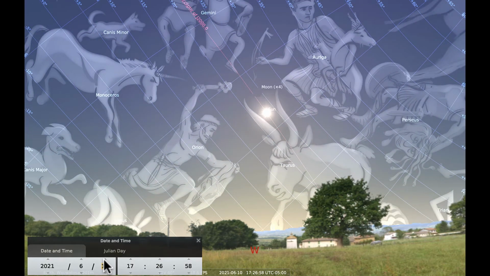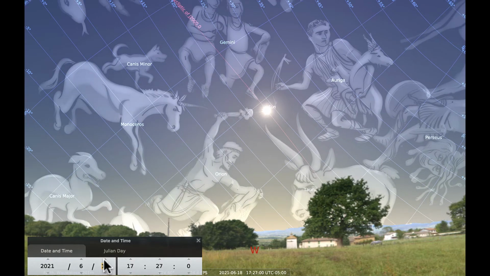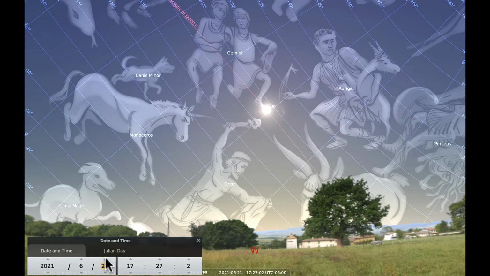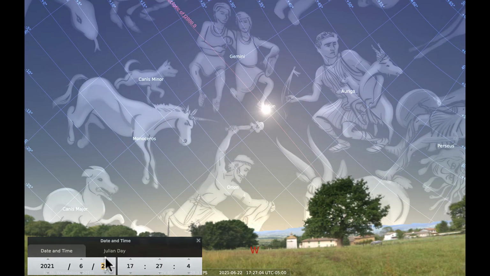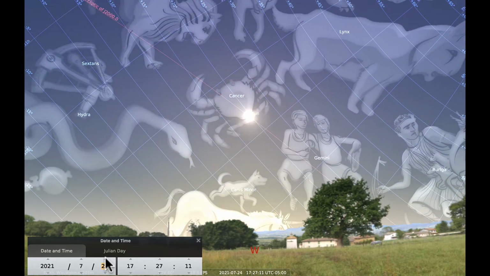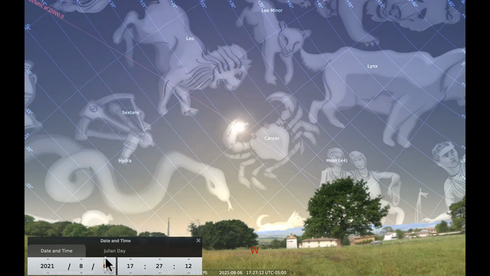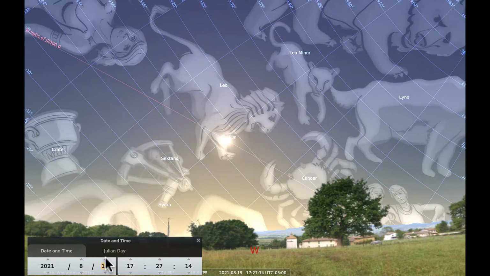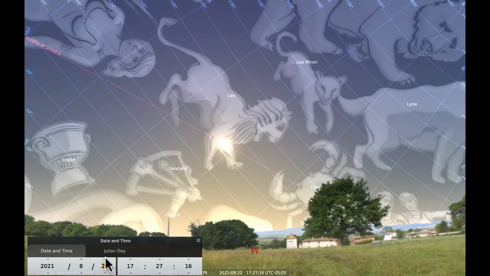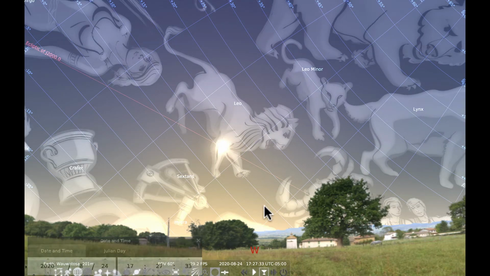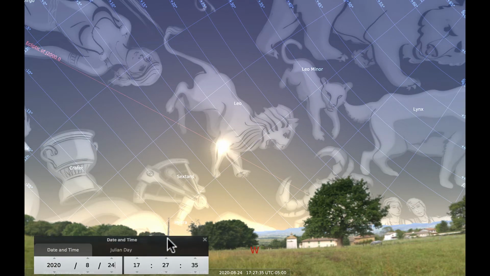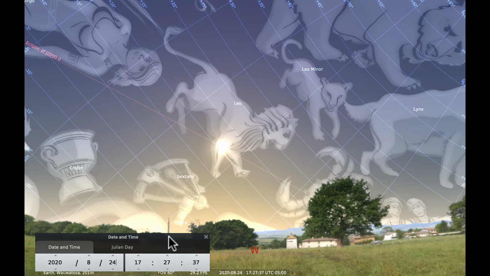June. So right now we're about at the summer solstice. That's where the sun will be at 5:30 on the summer solstice. And June, July, August. And so we're back to about where we are now. So let me go back to the present date. Okay. So that's just to remind you how the sun moves through the zodiac over the course of the year.